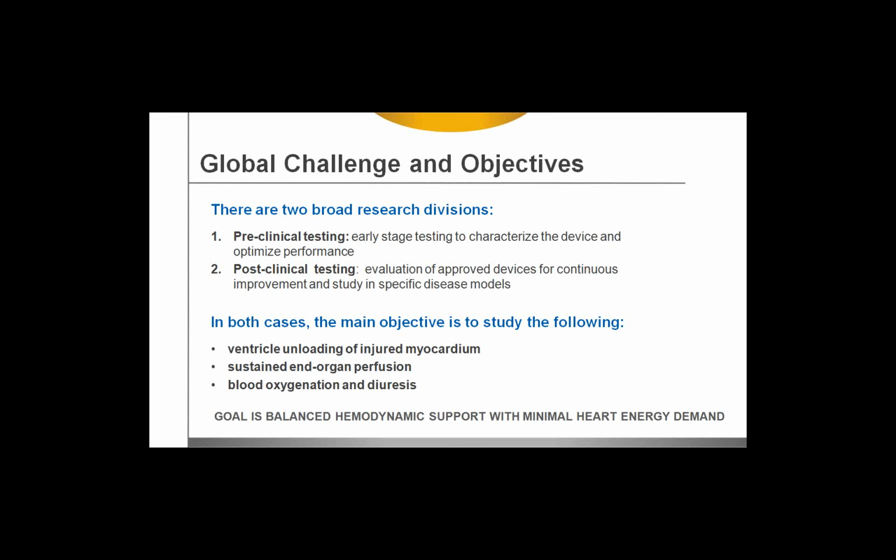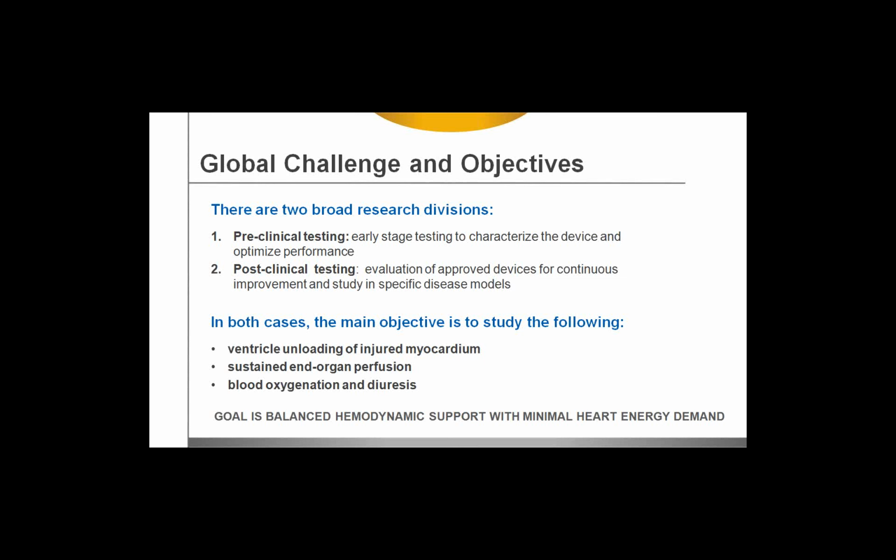In both cases, the main objectives to study are ventricular unloading of injured myocardium, sustained organ perfusion, blood oxygenation, and diuresis. So the global overarching goal is to balance the hemodynamic support with minimal heart energy demand.